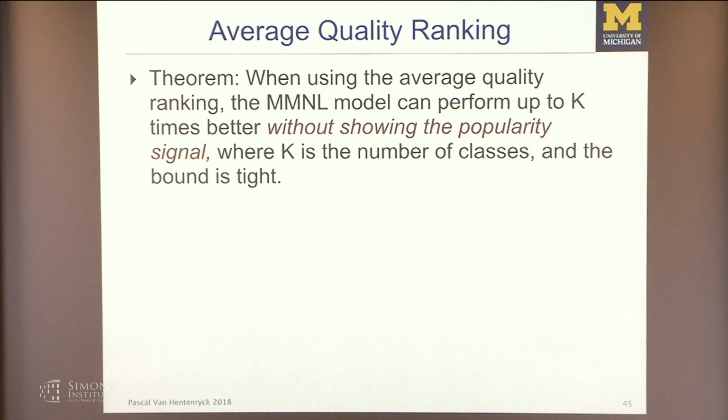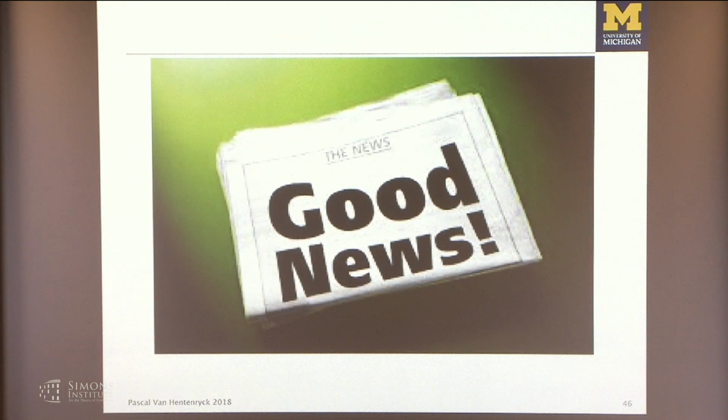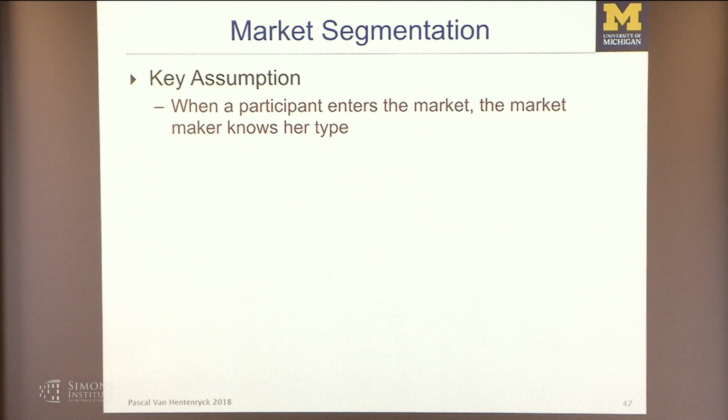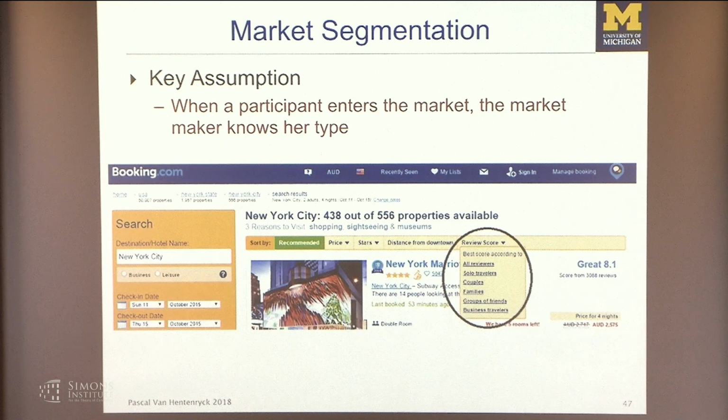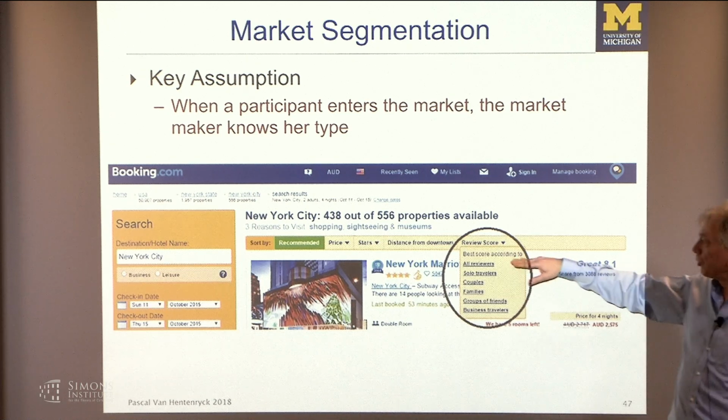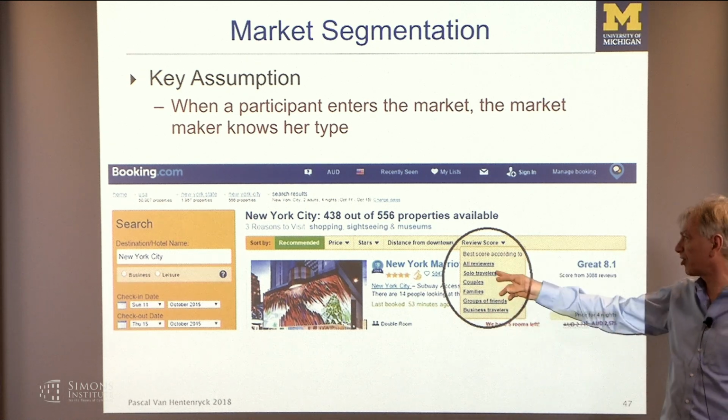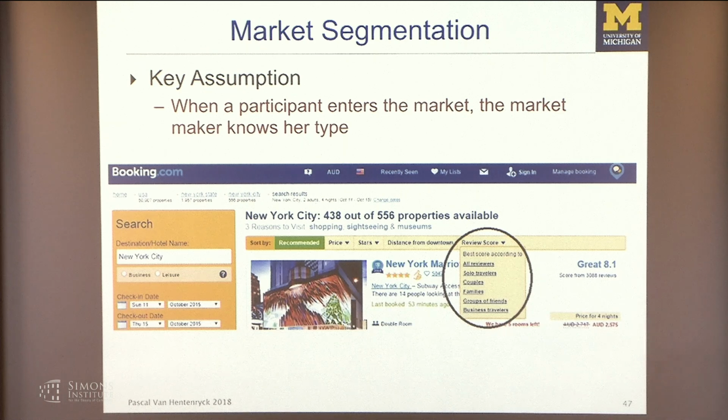So it's actually pretty bad. It can be pretty bad. But there is good news. If I segment the market, then things are very different. Many of the websites that you find typically allow you to view the reviews by different categories: if you are single, or a couple, or if you have children, and so on. Either they learn these things or you can tell them the information.